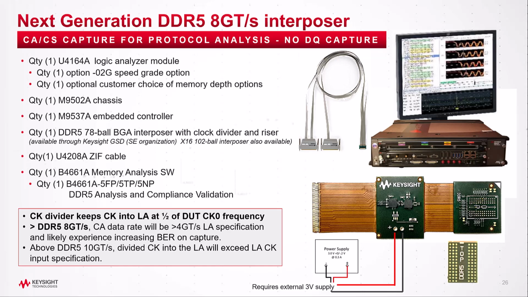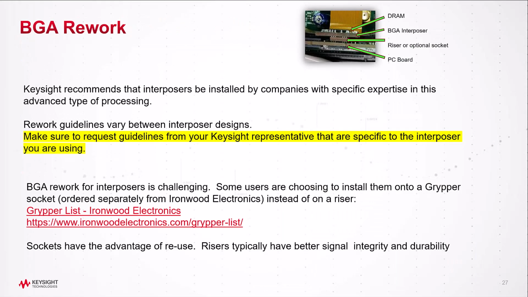BGA rework. Keysight recommends that interposers are installed by companies with specific expertise in this advanced type of processing. Rework guidelines vary between interposer designs. Make sure to request guidelines from your Keysight representative that are specific to the interposer you are using. BGA rework for interposers is challenging. Some users are choosing to install the interposers onto a gripper socket, which is ordered separately from Ironwood Electronics, instead of using a riser. Sockets have the advantage of reuse. Risers typically have better signal integrity.